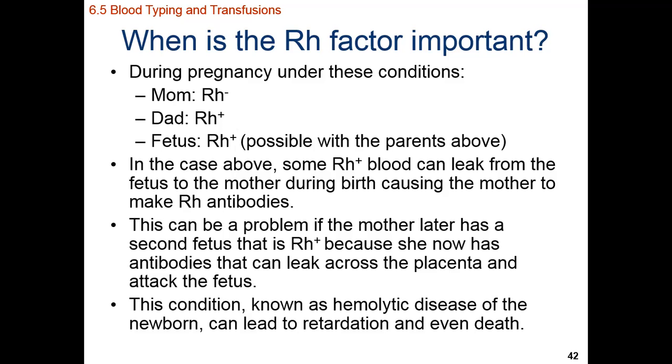And maybe sibling number 2 or sibling number 3, some subsequent child that has a positive blood type, will have their blood attacked and destroyed by mom's antibodies that can cross over the placental barrier. If this occurs, that condition is known as hemolytic disease of the newborn or of the fetus and can lead to mental retardation and death, and was a very common cause of stillbirth and of miscarriage.